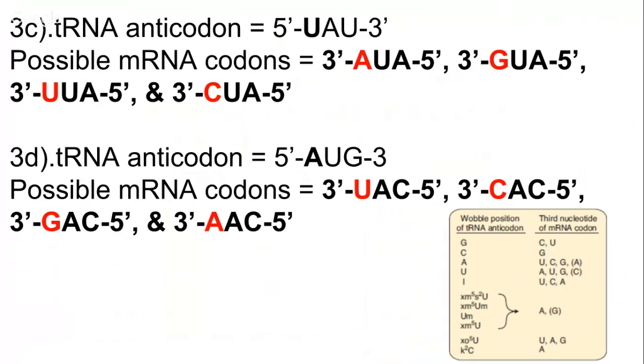C and D, it's the same thing except they give us the tRNA anticodon. They want us to find the mRNA codons. So this one, we're going to be looking on the 5' side. It's going to be the wobble end for the anticodon. And so U, if you go over to the chart, can be either A, U, G, or C. So we have A, G, U, or C for the mRNA codons. And then for D, it's A. So we have U, C, G, or A. And that's how you find out those. They're pretty simple. They can be a little tricky, though.